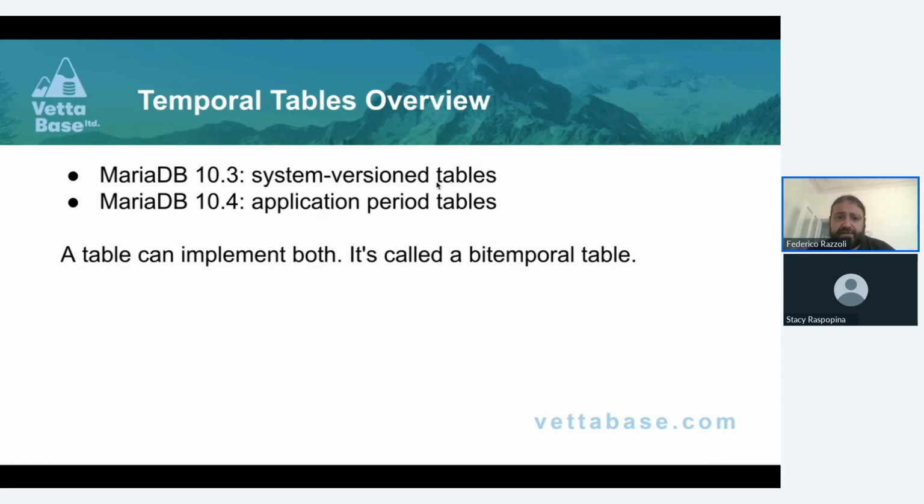By the way, you can see 10.3 implemented system versioned tables and 10.4 application period tables. I'm going to explain what this means. And a table can also have both these characteristics. In this case, it's called a bitemporal table.